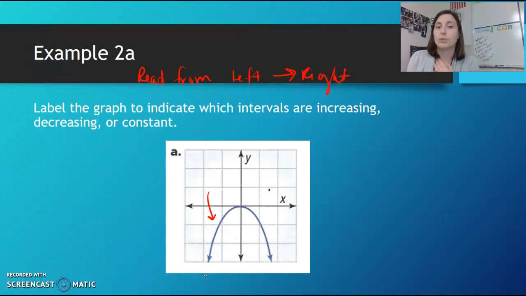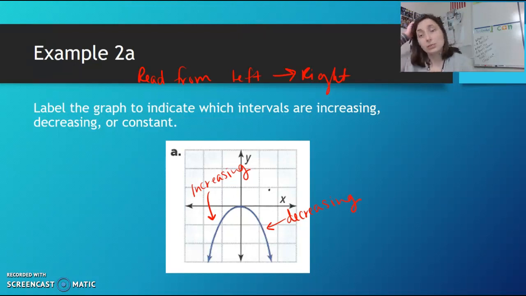I'm thinking that from here, from our negative x values, as we approach 0, we're increasing. So this would be an increasing interval here, whereas from 0, as our x values go positive, we decrease. So then this one would be a decreasing interval. And so we can do this with any graphs.